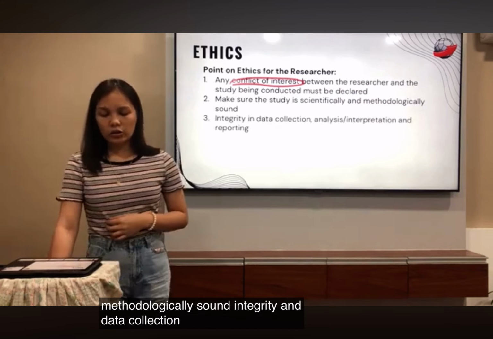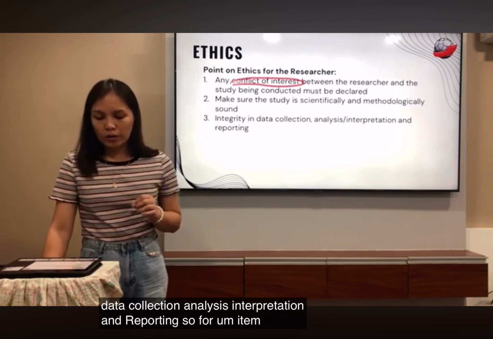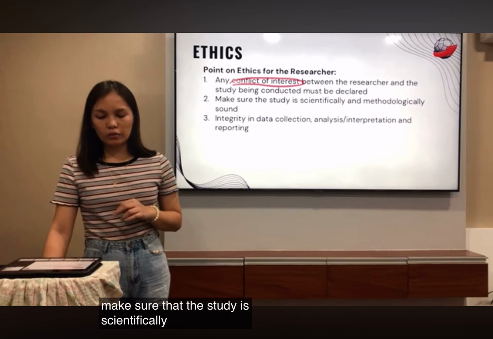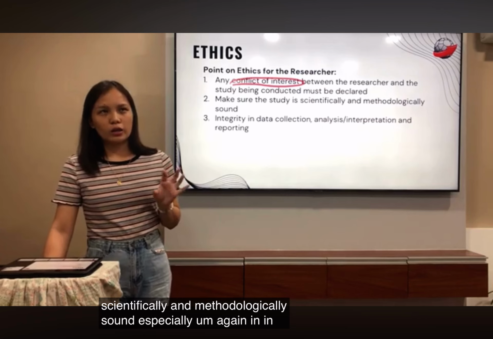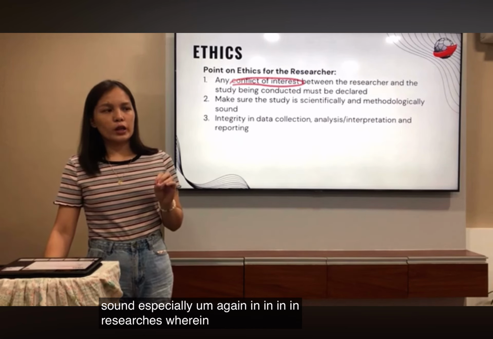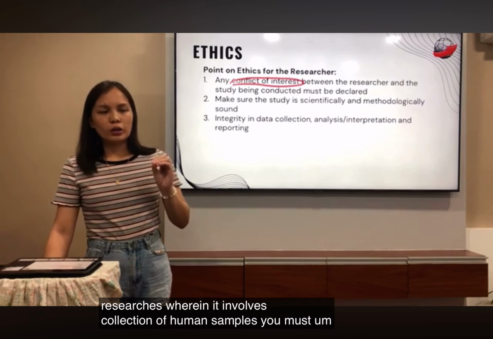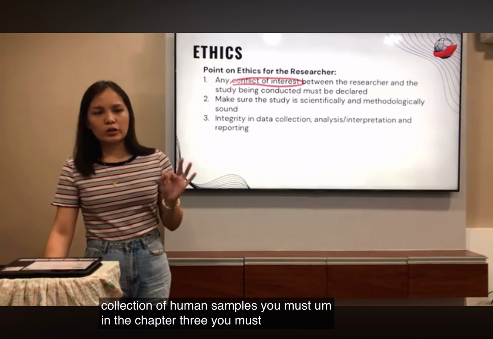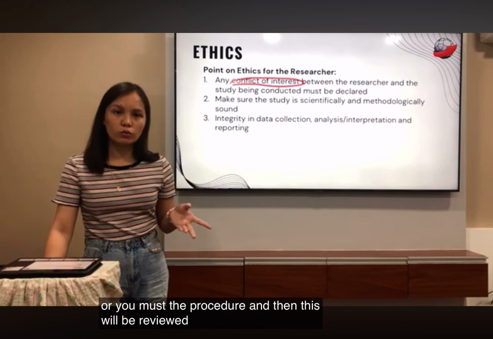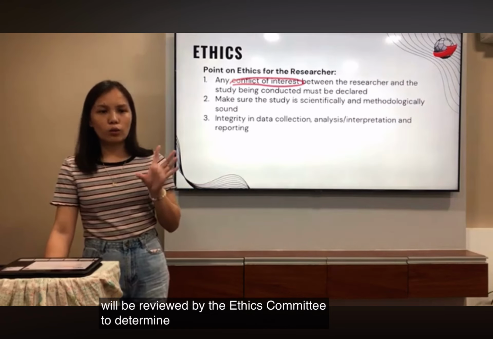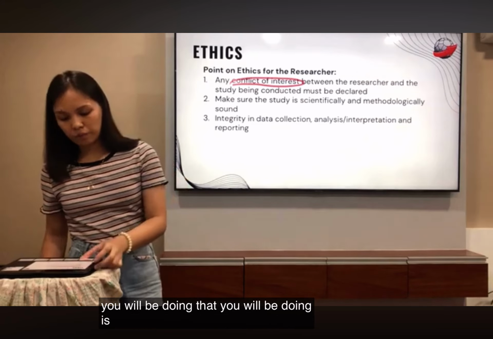Integrity in data collection, analysis, interpretation, and reporting. So for item number 2, make sure that the study is scientifically and methodologically sound, especially, again, in research wherein it involves collection of human samples. In chapter 3, you must elaborate the procedure, and then this will be reviewed by the ethics committee to determine whether the procedure that you will be doing is humane.